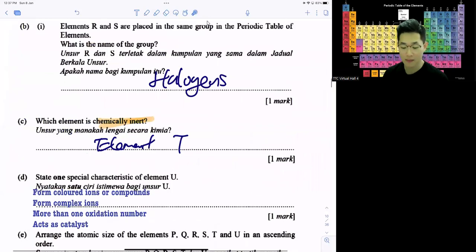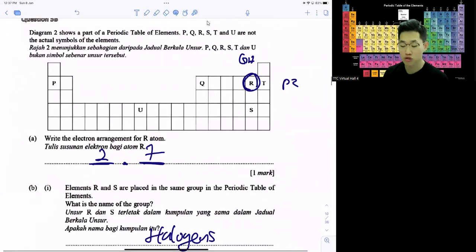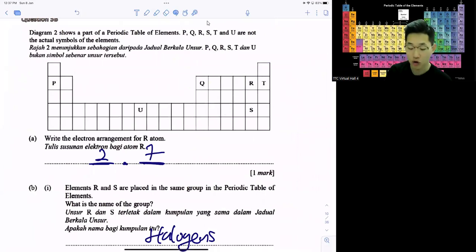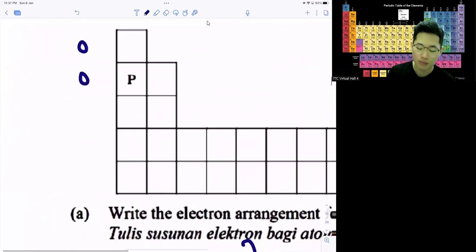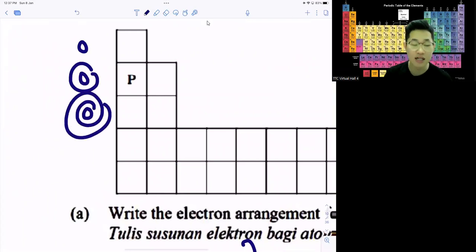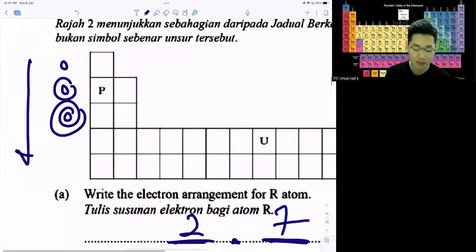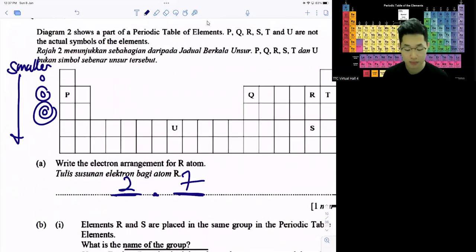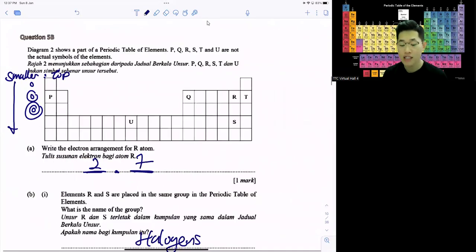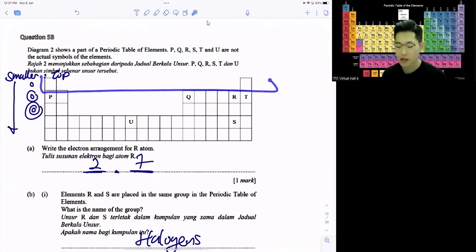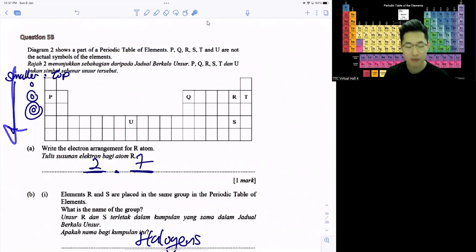Okay, 接下来 arrange the atomic size of P, Q, R, S, T, U in ascending order. 顺序啊, okay. How to 做这个顺序? You have to know when going down a group, atoms get bigger because they have more shells. So the smaller part is always on the top. 上面一定是比较小的啊. So always start from the top row.